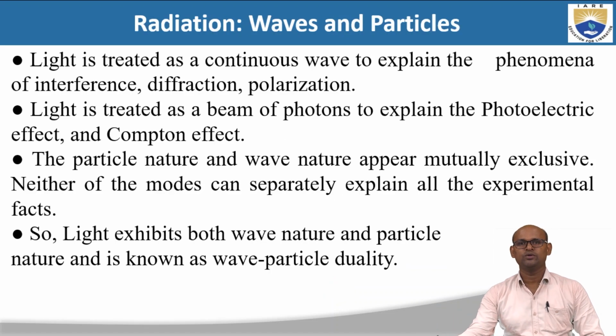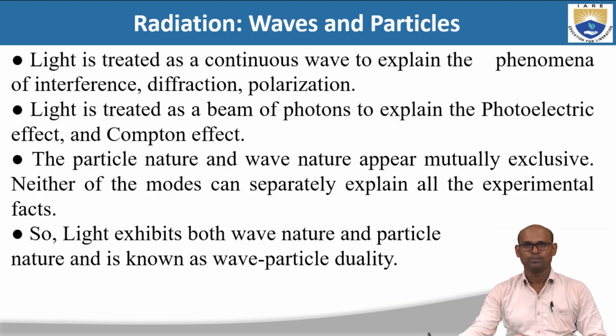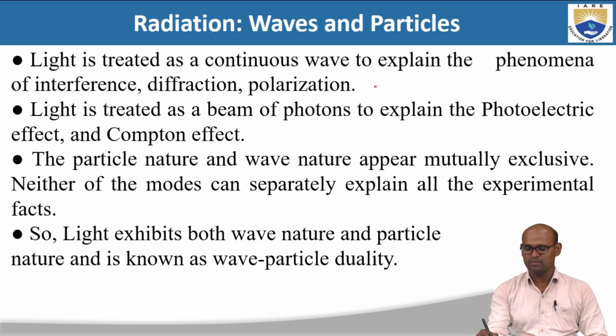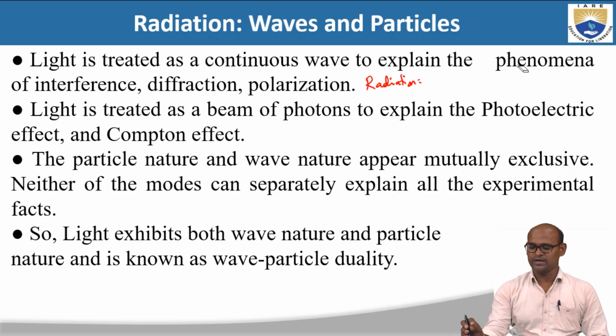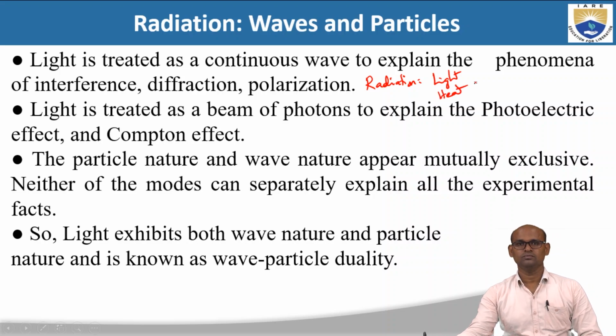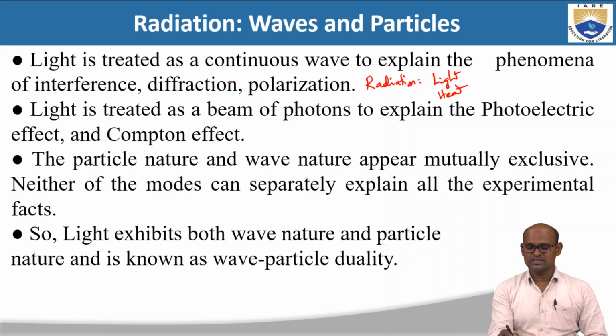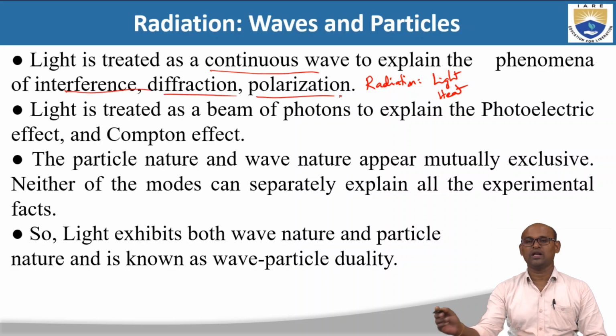Now, what do we mean by the dual nature of radiation? We know that radiation is nothing but heat and light. Light and heat are radiation here. So light is a radiation and heat is also a radiation. What do we mean by the dual nature of radiation? Light is treated as a continuous wave to explain the phenomena of interference, diffraction and polarization.